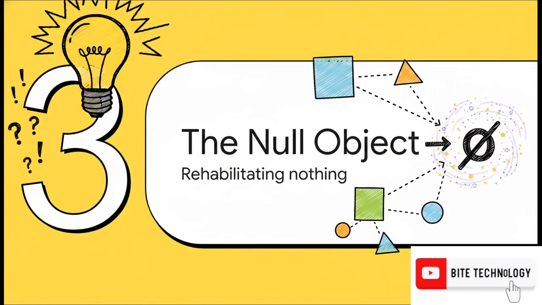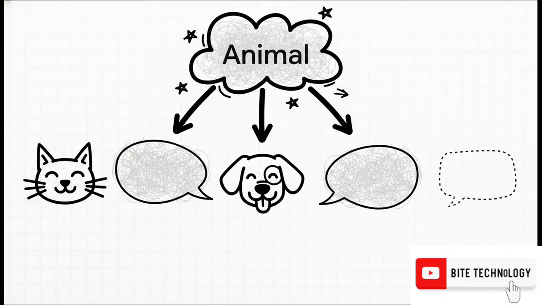Moving right along to Section 3, enter the null object. So we have our cat and our dog implementing the animal interface. But what if there is a scenario where absolutely no animal is present? Instead of returning a dangerous null that's going to crash the application unless we write an if-else check, we create a brand new class. Let's call it noAnimal. This noAnimal class implements the exact same animal interface, but its speak method does absolutely nothing.